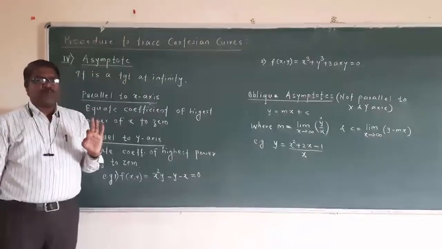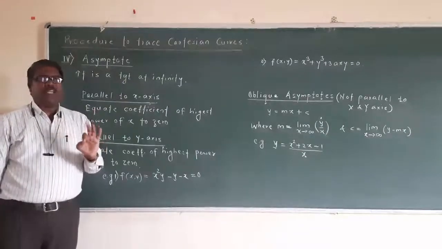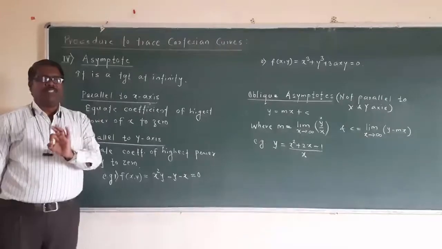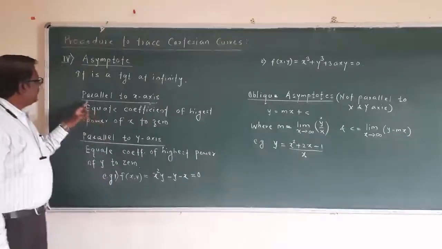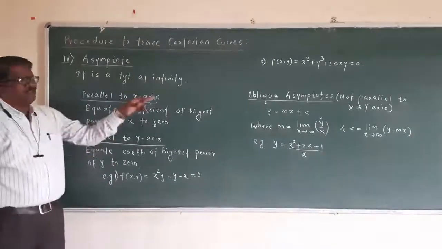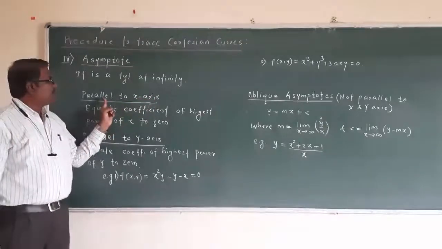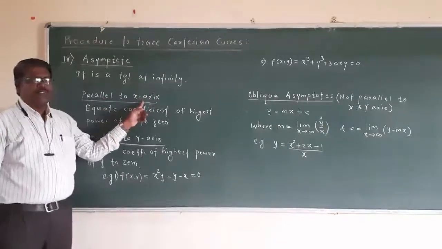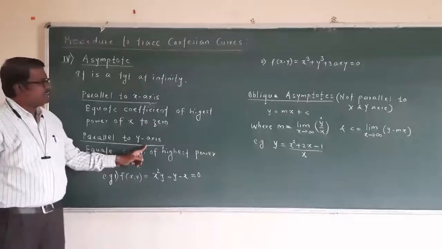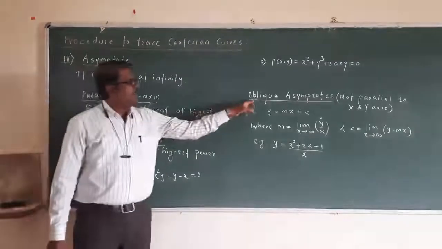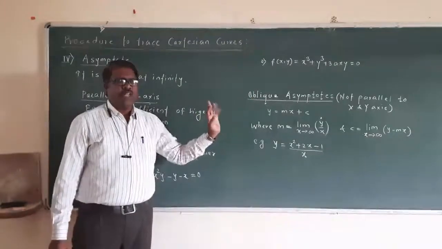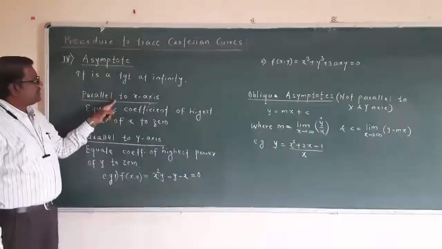So definition of asymptote is a line which touches the curve at infinite distance. Now there are three types of asymptotes. One is asymptote parallel to x-axis, asymptote parallel to y-axis, and the third type it is oblique asymptotes. Now how to get asymptote parallel to x-axis?